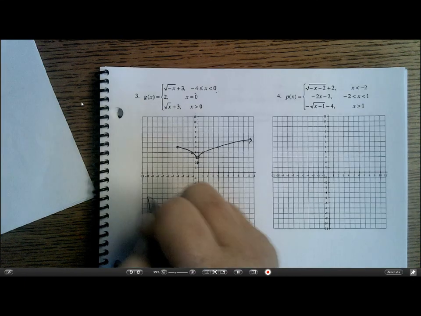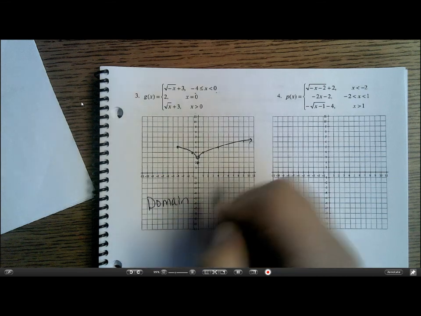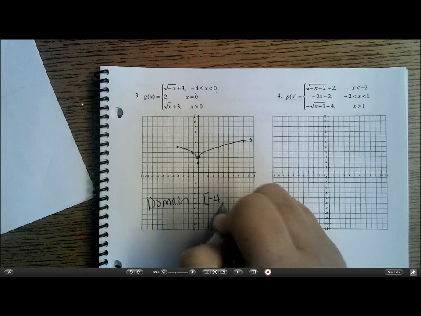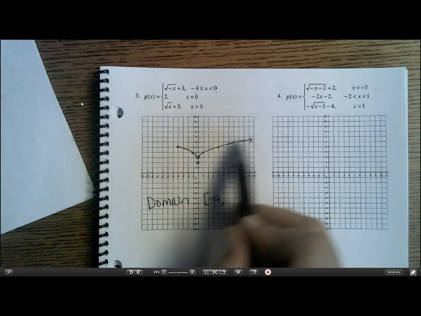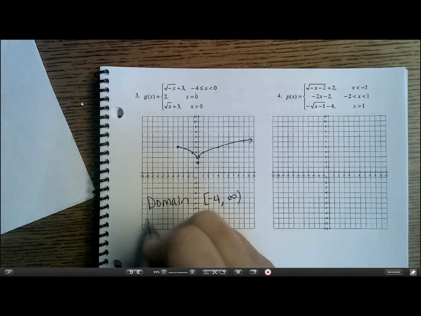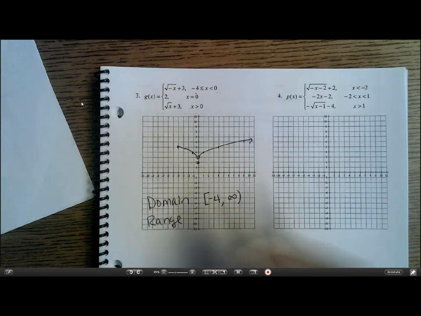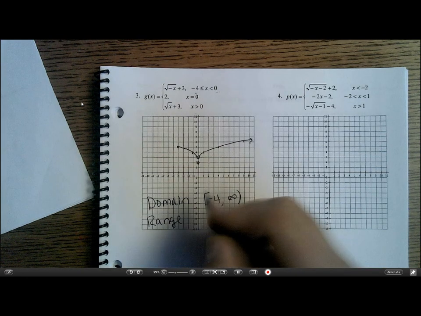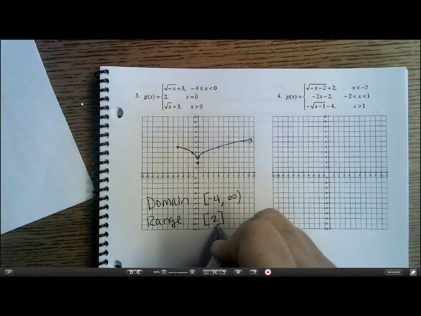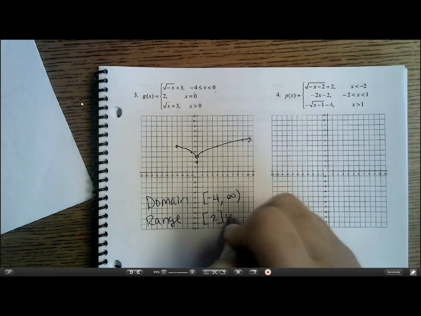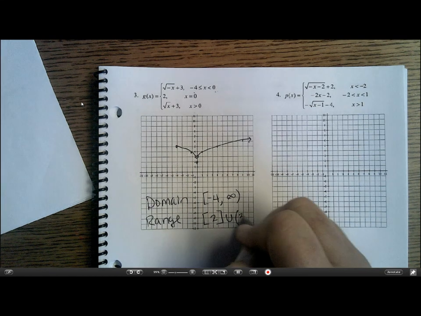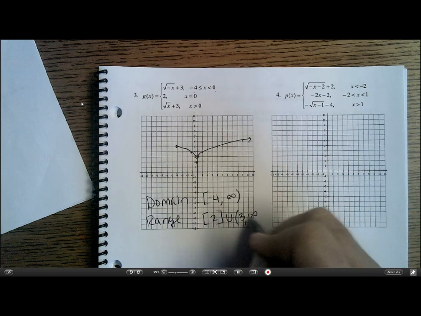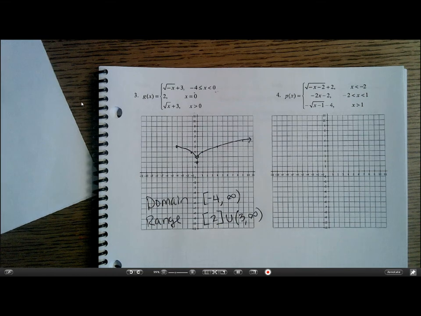The domain is going to include -4. It still includes 0 because of this point, and then it goes on to infinity. Range. Notice that the y value here is 2, and it's all by itself. So that's the 2. I've got a union symbol. It picks back up at 3, but doesn't include the 3, and then goes on to infinity. So now let's take a look at number 4.